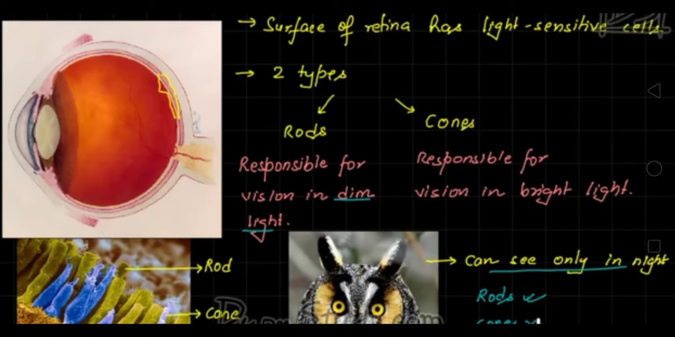Some other animals which are able to see at night or in dim light have more rod cells as compared to cone cells. Their rod cells are larger in number. And the day birds have more cone cells than rod cells. Birds like the kite, eagle and chick are able to see in the day, not in the night, because they have more cone cells than rod cells.